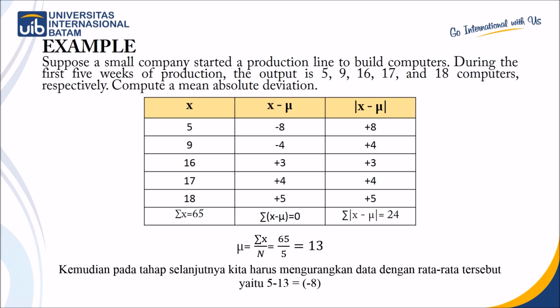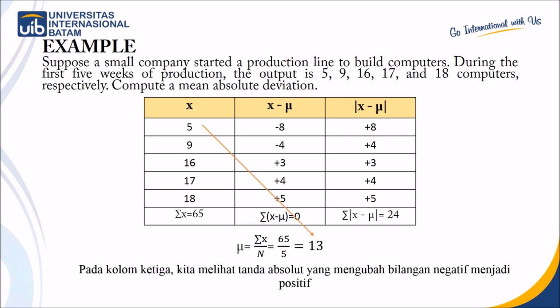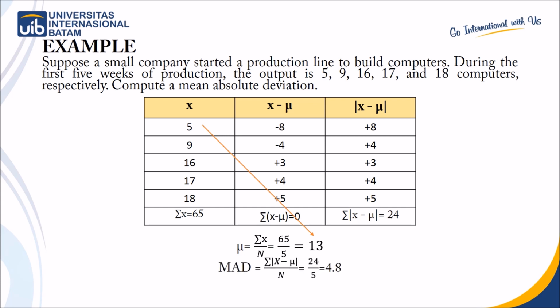And the next step is to calculate the data minus the average, which is 5 minus 13 equals minus 8, and so on. In the third column, we have an absolute sign, which turns the numbers into positive. So you can see minus 8 turns into plus 8. And the total of the data is 24. So the MAD is 24 per 5 equals 4.8.